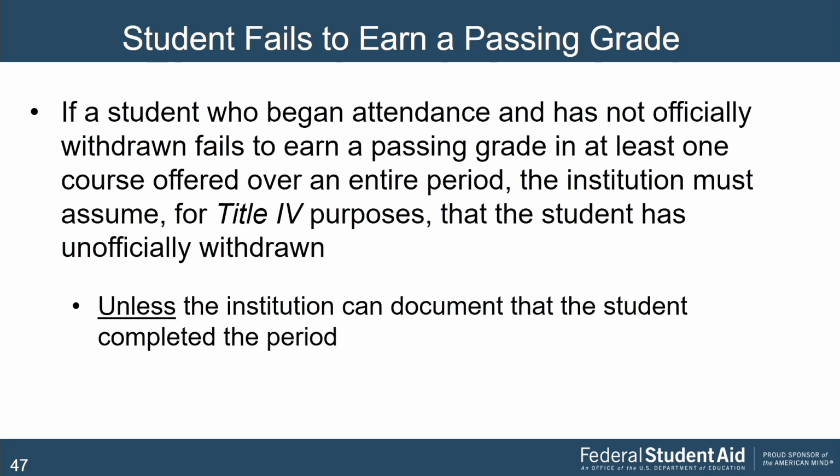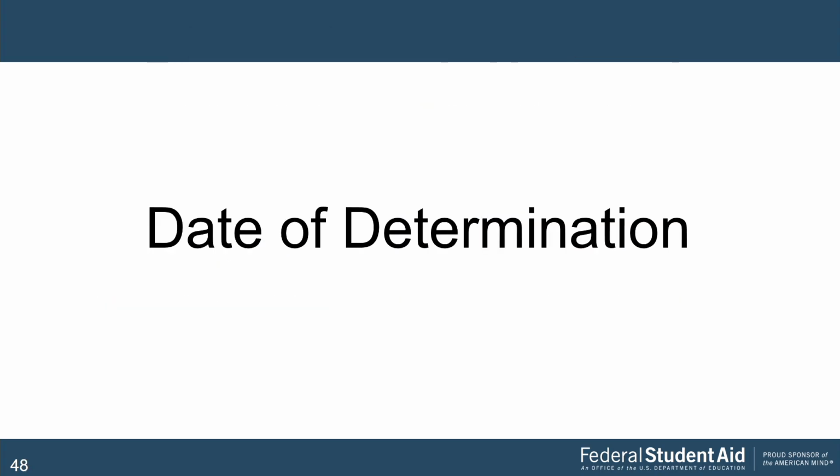If a student begins attendance and has not officially withdrawn and fails to earn a passing grade in at least one course offered over the entire period, you have to assume for Title IV purposes that the student has withdrawn unless you can document that the student completed that period. So kind of the idea, they have to earn their F, so to speak. So if they failed everything and they were there to the very end and took an exam, then they completed.